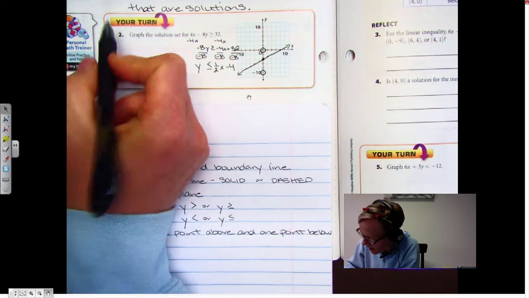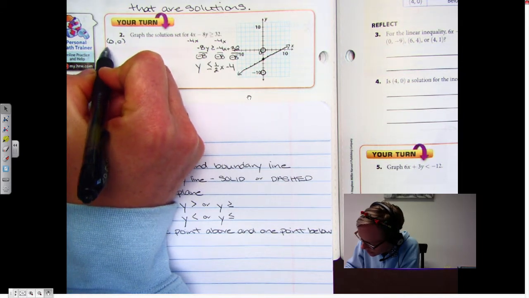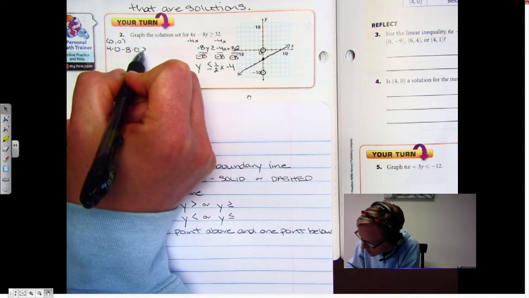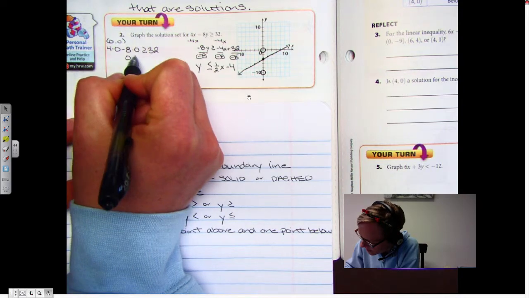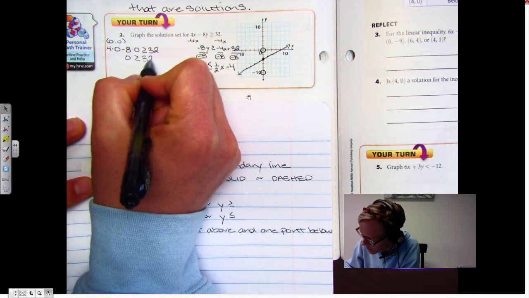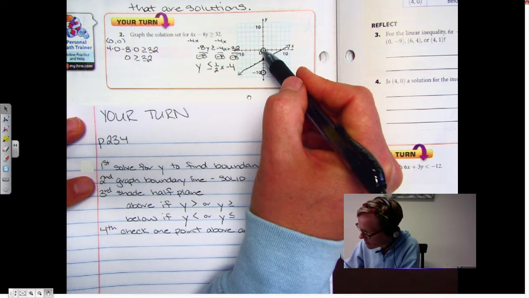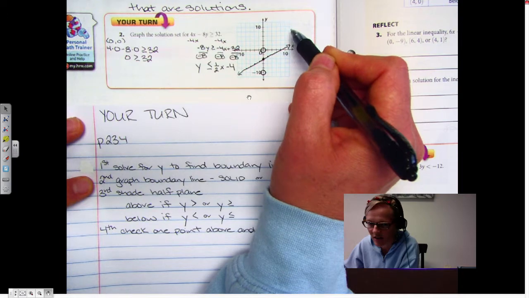So if I plug the point 0, 0 into my equation, 4 times 0 minus 8 times 0 is less than or equal to 32. Is 0 greater than or equal to 32? No, it's not. So that means that this side with this point is not shaded. So this half plane is not shaded.